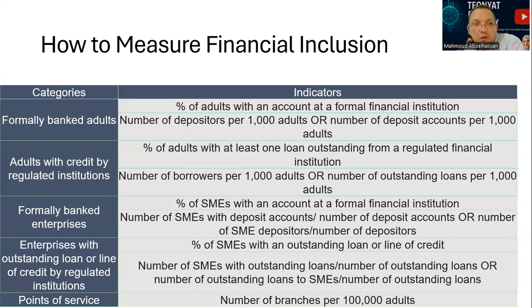This one is in the category of adults with credit by regulated institutions, percentage of adults, number of borrowers per 1,000 adults. We have the category formally banked enterprises, the percentage of SMEs, small and medium enterprises, with an account at a formal financial institution, number of SMEs with deposit accounts, enterprises with an outstanding loan or line of credit by regulated institutions. We have a category for points of service, the number of branches per 100,000 adults.